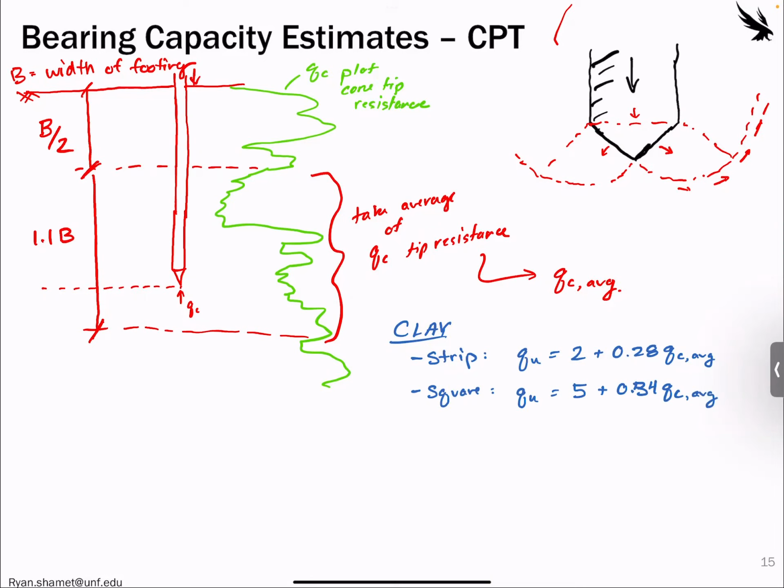And this qc average would be if our qc average is in tons per square feet. This is usually how we show the qc average. So your ultimate bearing capacity would be in tons per square feet, and you usually put that into pounds per square feet by multiplying it by 2,000. So if you're working with clay, you'd use these two equations.